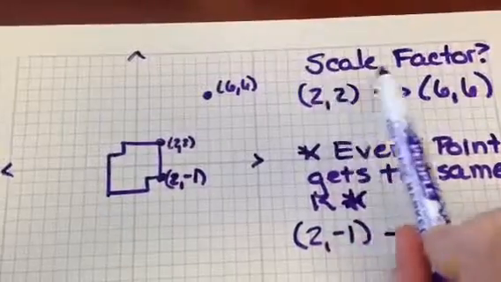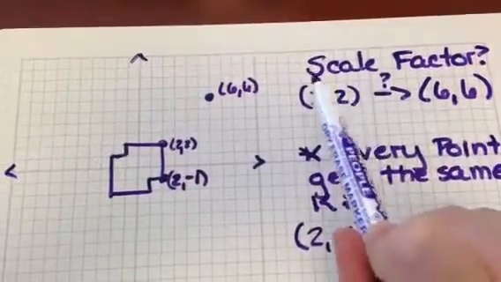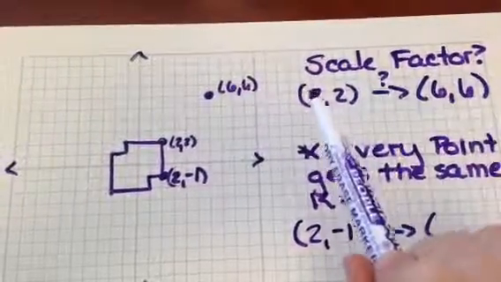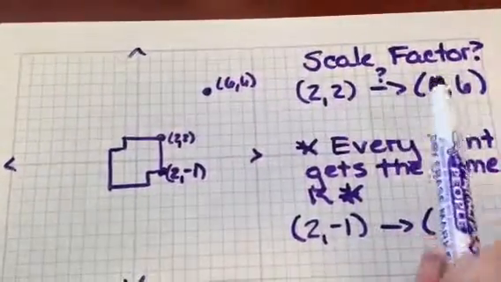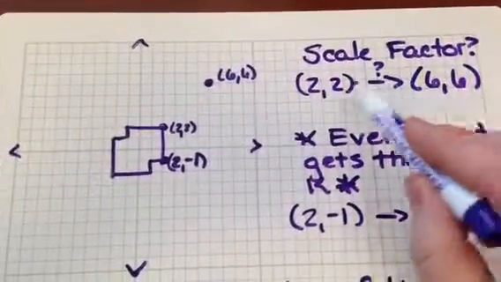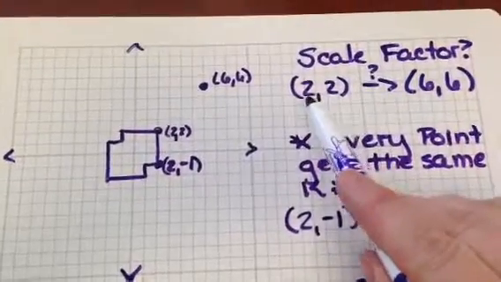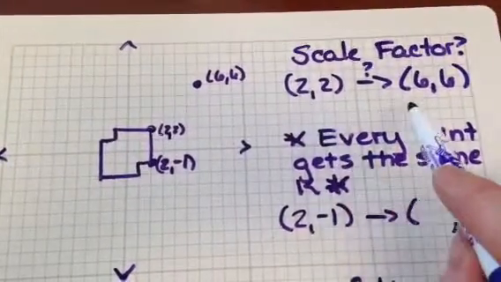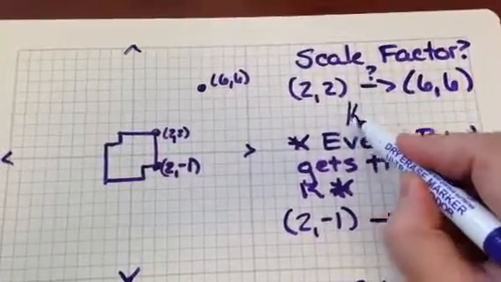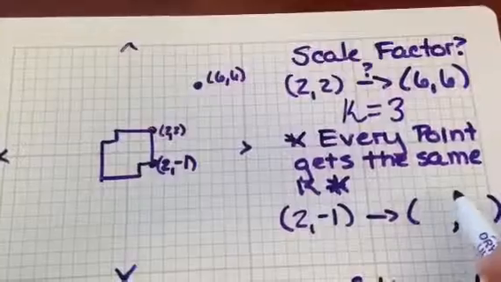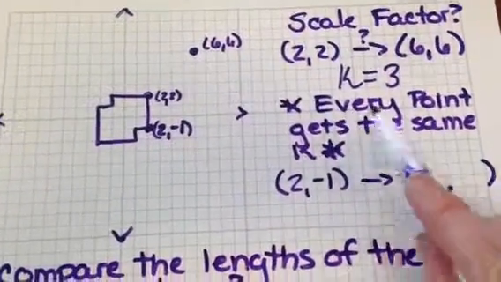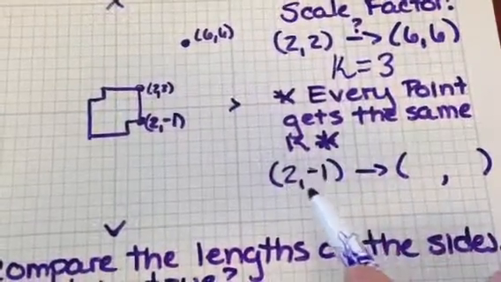Well, it's very easy to answer that. How can I get from 2, 2 and end up at 6, 6? What can I multiply to move it over? Well, every point gets the same k value. So what's the scale factor for here? Well, hopefully you can see that 2 times 3 is 6, and 2 times 3 is 6. So my scale factor here is going to be 3, meaning it gets 3 times bigger. And remember, every single point is going to get that same k value.